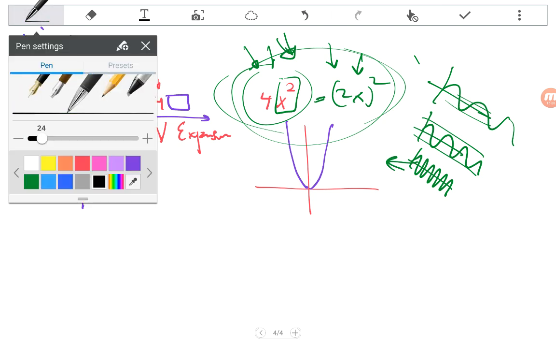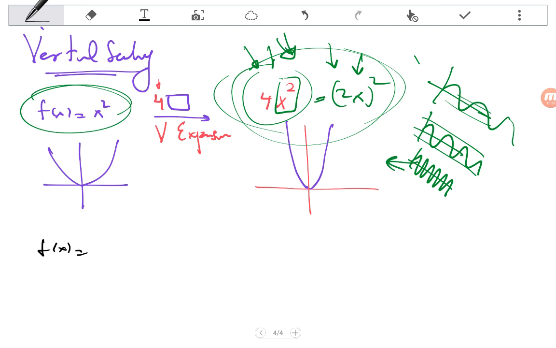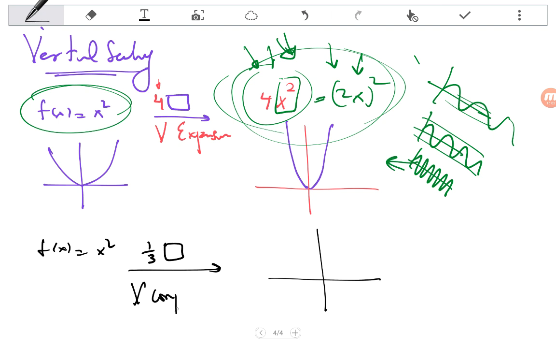When I have f of x is equal to x squared also, but I multiply the whole function by 1 over 3, that would be a vertical compression. So that would be something like this. Now we have studied horizontal shift, vertical shift, horizontal scaling and vertical scaling.